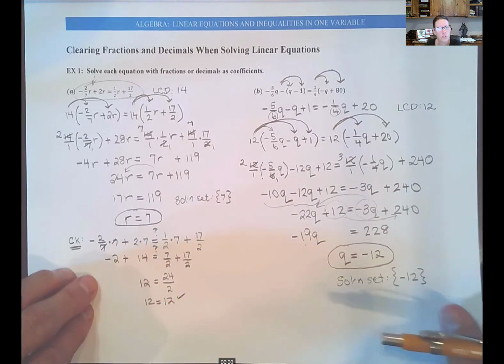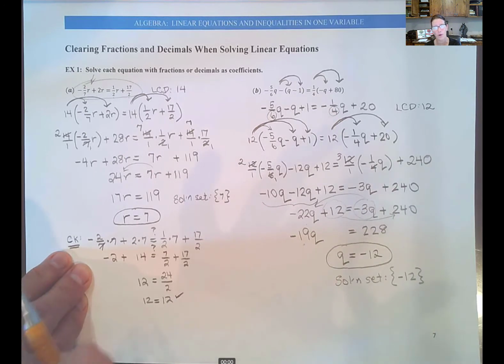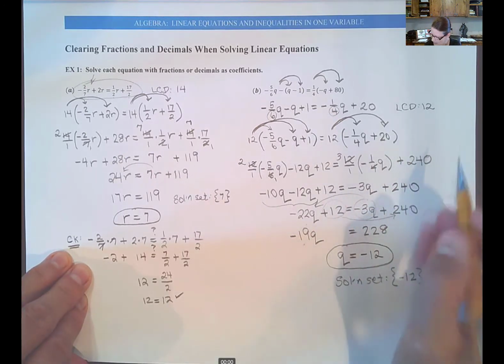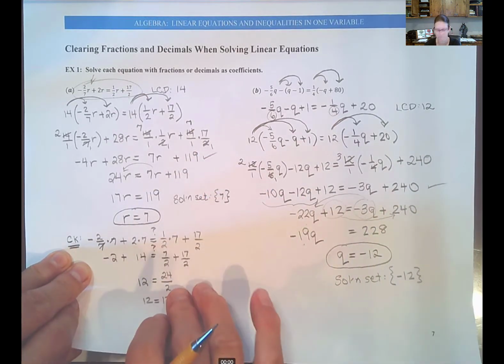So here we're just determining what the LCD is, multiplying through by that number, and dividing those denominators out to make these equations a little easier to solve once we eliminate the fractions. Now we can do the same with decimals.